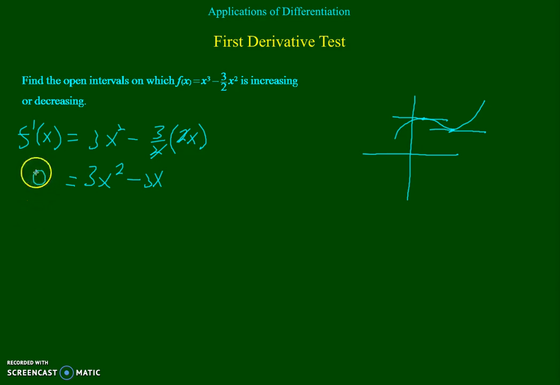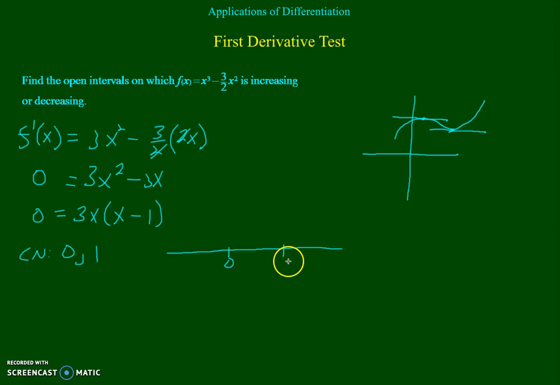So let's set this equal to 0 and see where that exists. So 0 equals 3x, we're factoring out 3x, we have x minus 1. So our critical numbers are 0 and 1. So we know that we're going to have some change in increasing or decreasing at those values. So those are going to be our anchor values. So we'll put 0 here and 1 here.